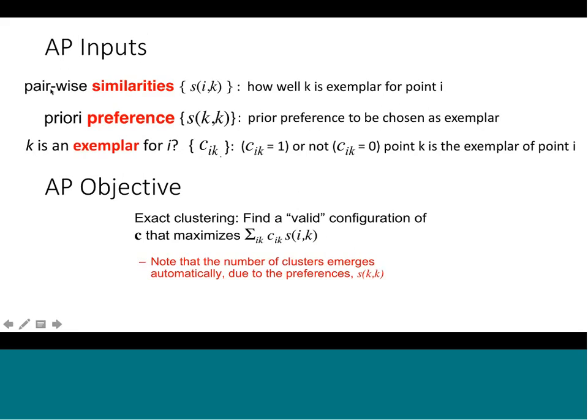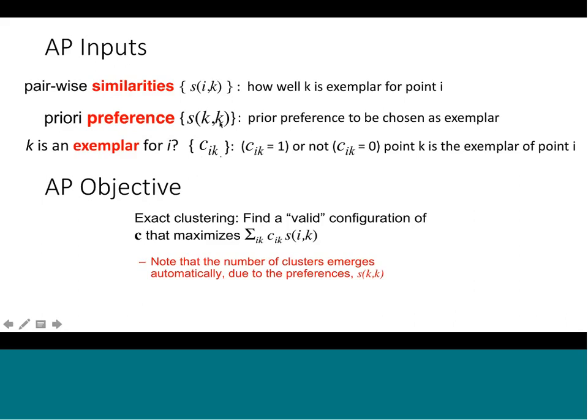Remember, k-means, its only input was the number of clusters. But for the affinity propagation, you can see that we need two matrices. There's the pairwise similarities matrix, and then there's the exemplar matrix where you place the exemplars. So for each similarity, the pairwise similarities, it represents how well K is an exemplar for point I. Whereas you may say, well, of course K is a really good exemplar for K.